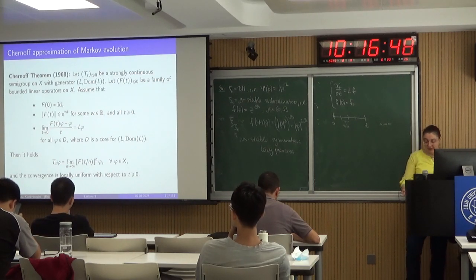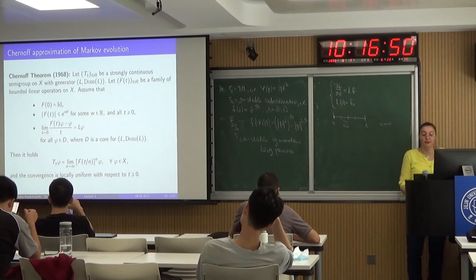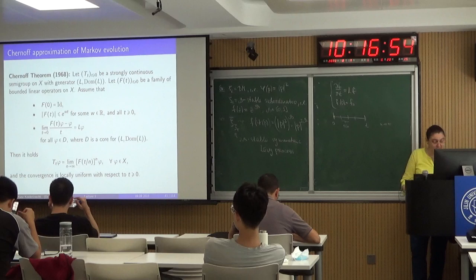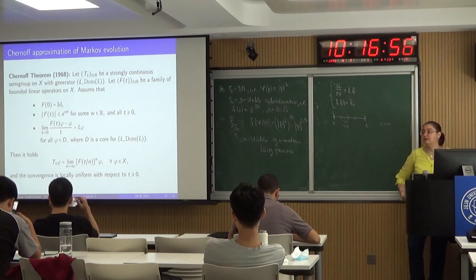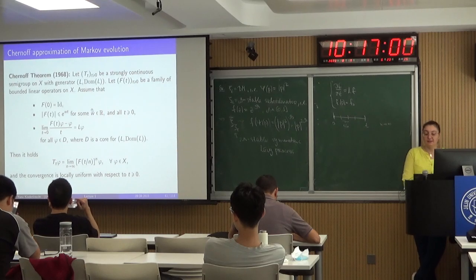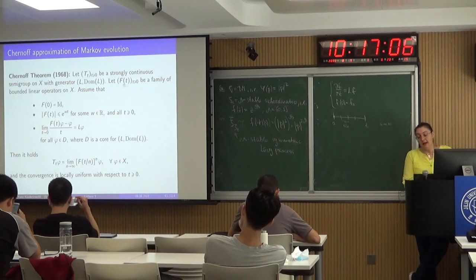So this is the simplest version of the Chernoff theory. There are, of course, many generalizations, more advanced versions, but this is the simplest one. So let Tt be a strongly continuous semigroup on some Banach space with some generator. Let F of t be a family of bounded linear operators satisfying these three properties.